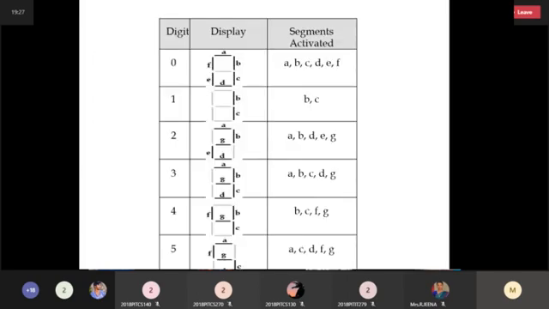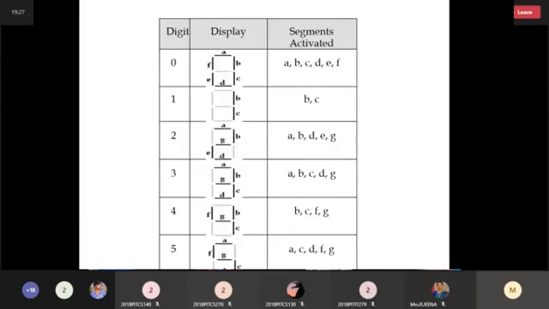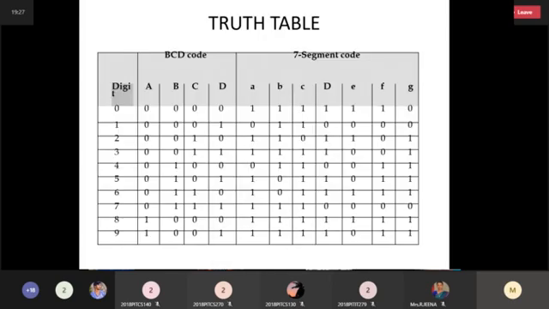For the first digit, 0, what segments are activated? A, B, C, D, E and F. Other than G, all the segments are activated. So put all the variables as 1 except G. Next, 1 means what are the variables? B and C. So put B and C as 1, other variables are 0.